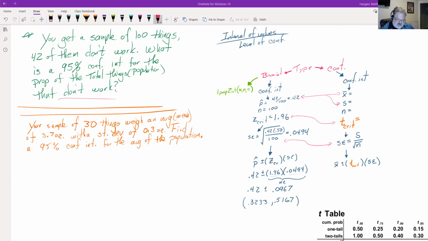Now, how many of these things do we know? Hopefully we know a lot of them. We know the sample mean. What's the sample mean? 3.7. We're told the sample standard deviation, 0.3.